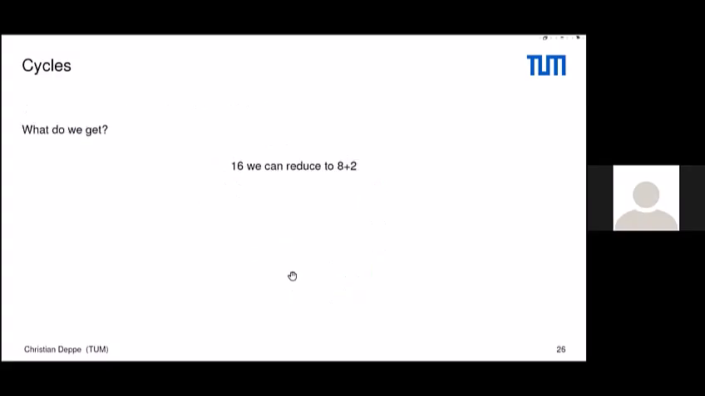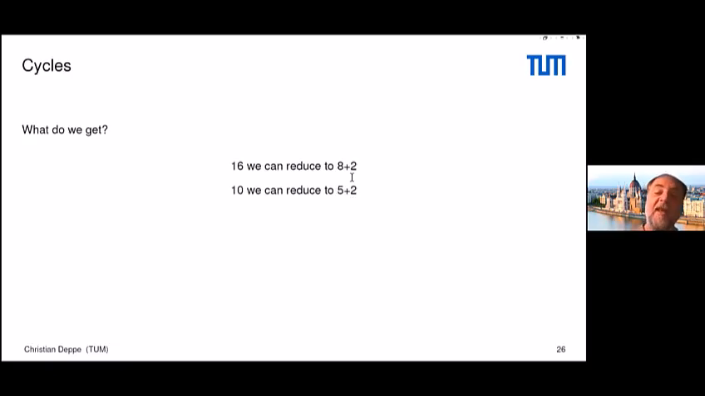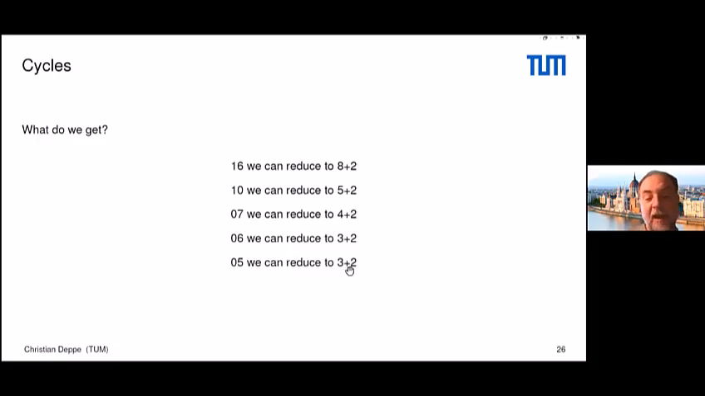It is clear. Okay. So now if you look at this, we start with 16 and we reduce it to 8 and we get 2 extra positions. Then we have 10. This can be reduced to 5 and we have 2 extra positions. Then we have 7 and we reduce it to 4 and again 2 extra positions. Then we have 6, we reduce to 3 and again 2 extra positions. And now we have 5 and we have to stop because we cannot reduce it anymore.